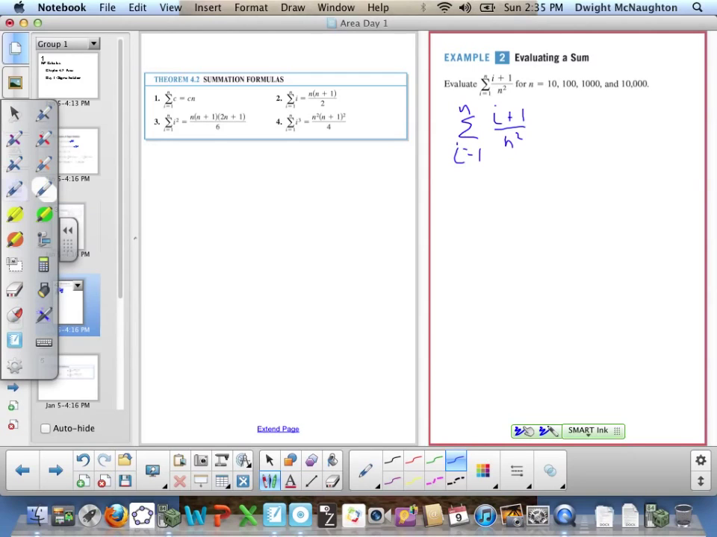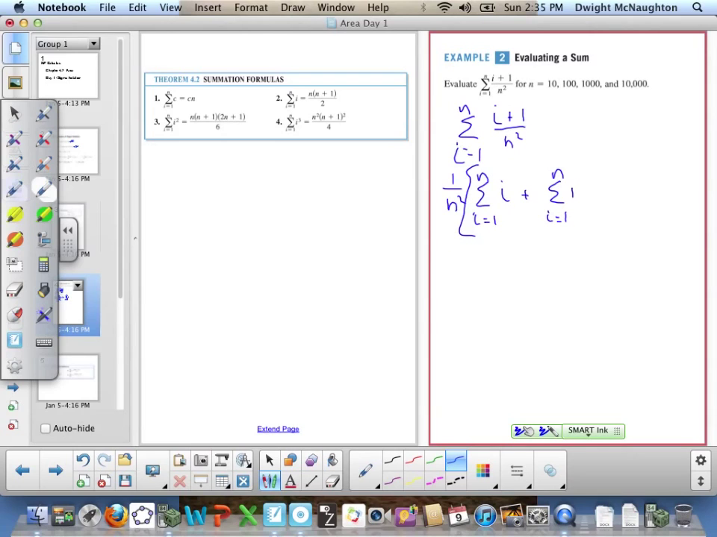Let's pull out the n squared because in this problem, it's a constant. i is what changes. i changes from 1 to 2 to 3 to 4 to 5, but n is the same no matter what. So I'm going to pull out 1 over n squared, and it'll be the summation from i equals 1 to n of i plus the summation from i equals 1 to n of 1.